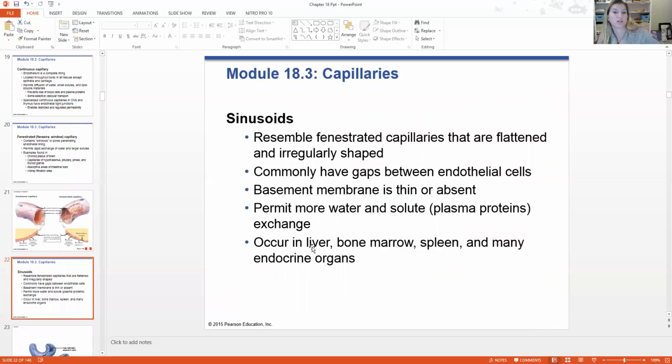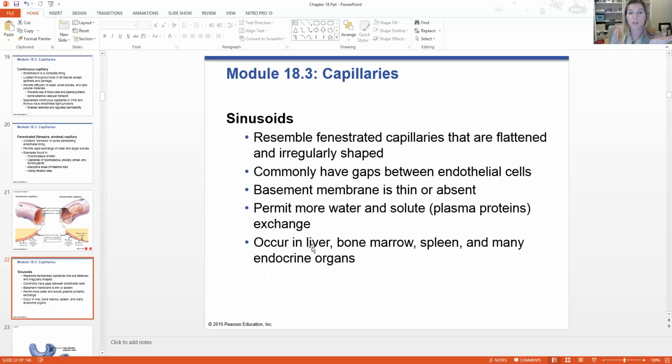There are also sinusoids. Sinusoids are kind of like a more elaborate version of the fenestrated capillaries. They're more flattened and irregular. They have gaps between the endothelial cells. The basement membrane is almost gone, non-existent. This is for water and solutes, even plasma proteins to be exchanged, so even larger substances. These are located in the liver, the bone marrow, the spleen, and several of our endocrine organs.